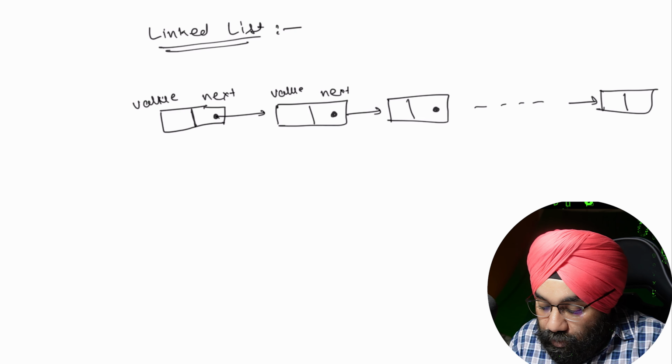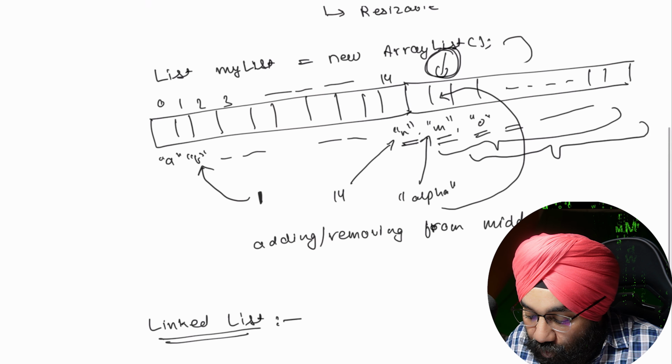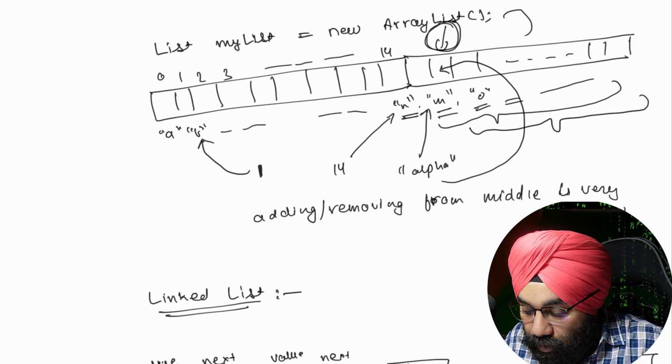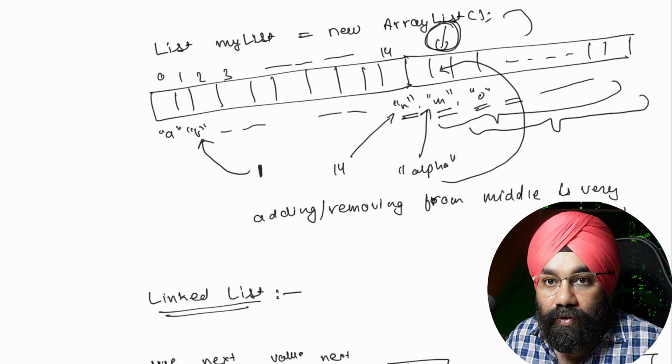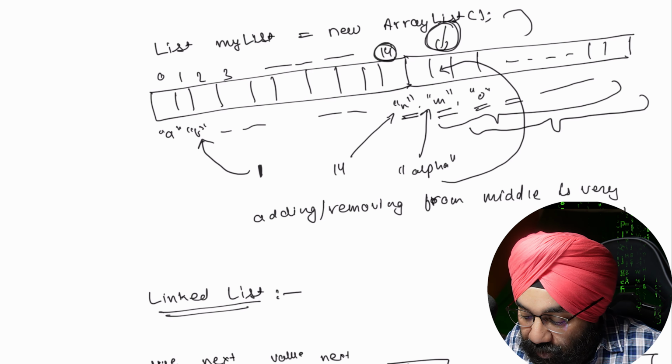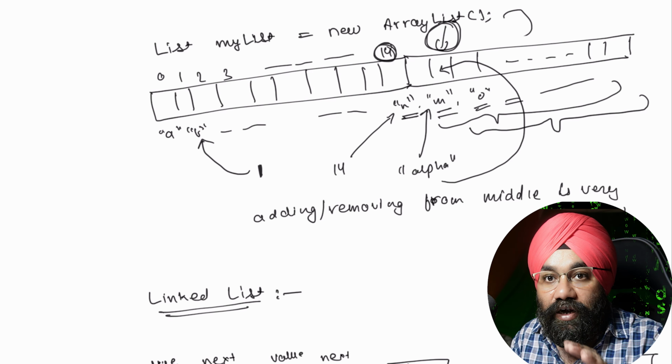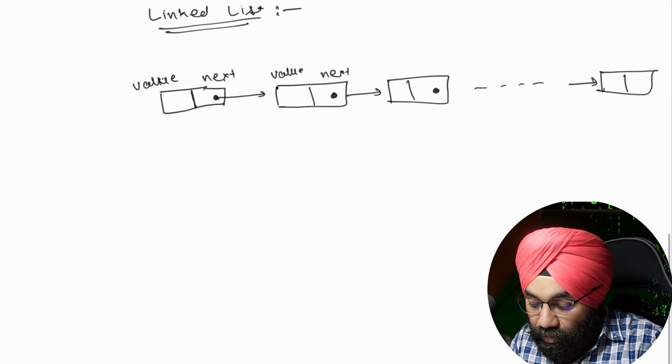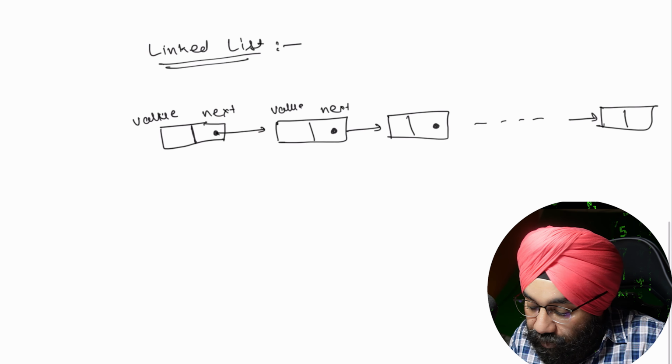Now in an array list, if you wanted to get the value which is living at index 14, you could directly go to index 14 and fetch that value. But in case of a linked list, you cannot go to index 14.